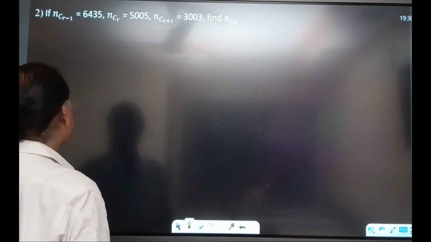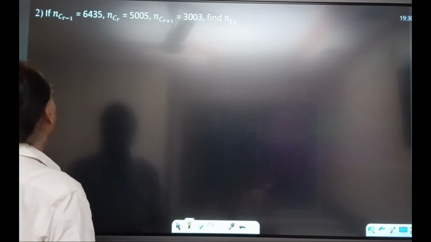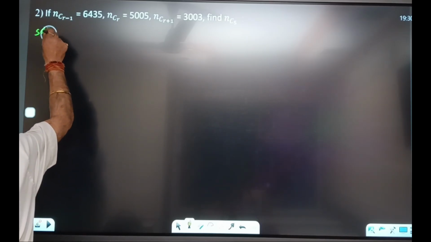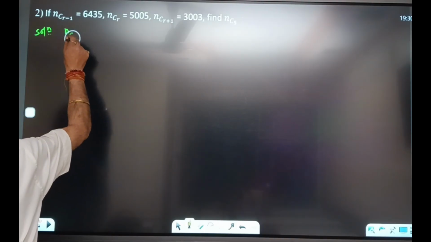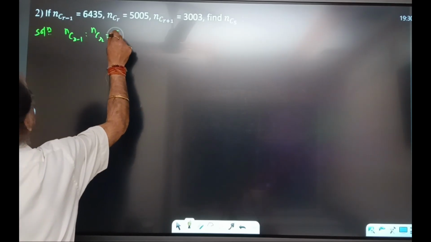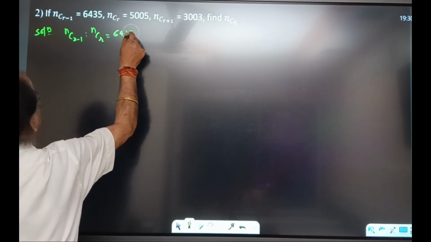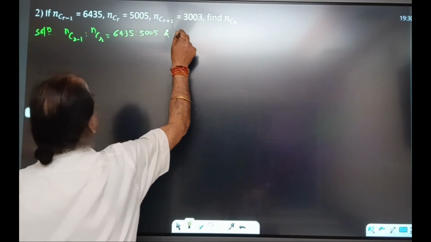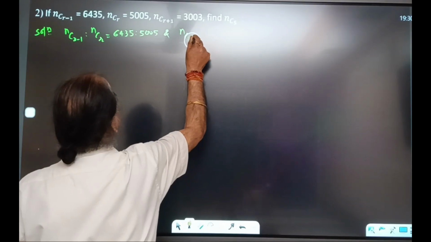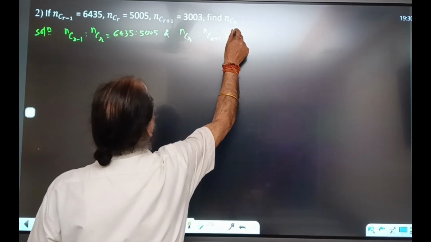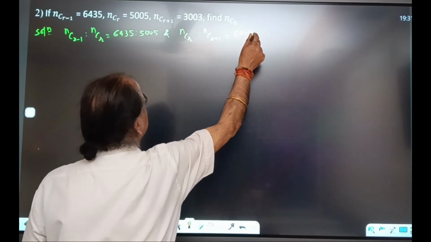nCr minus 1 is 6435, nCr, so this, just like previous, nCr minus 1 is to nCr, 6435 is to 5005. And nCr is to nCr plus 1 is to 3003.